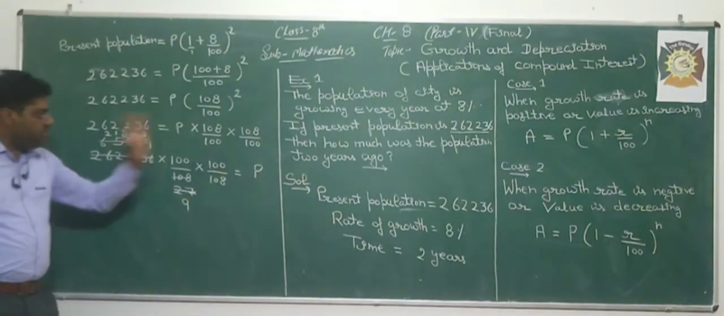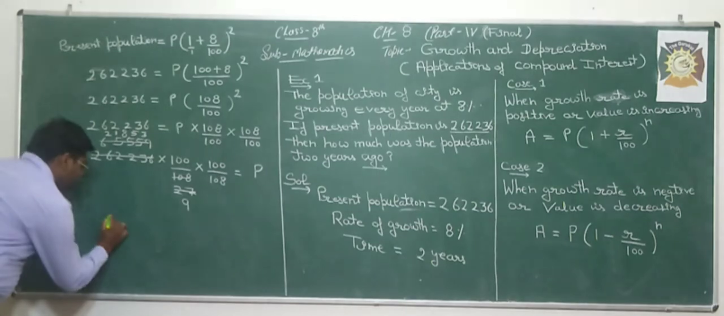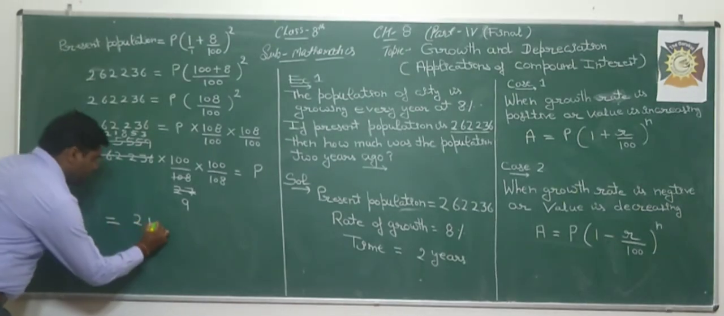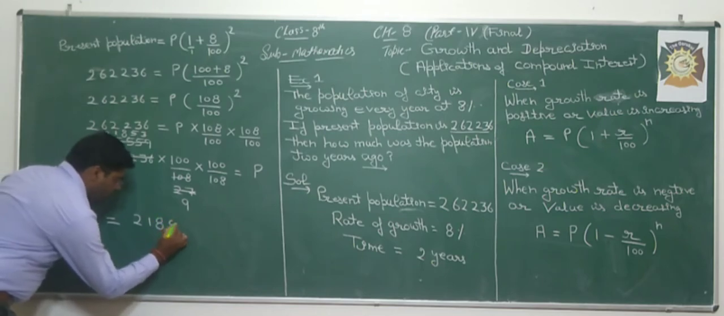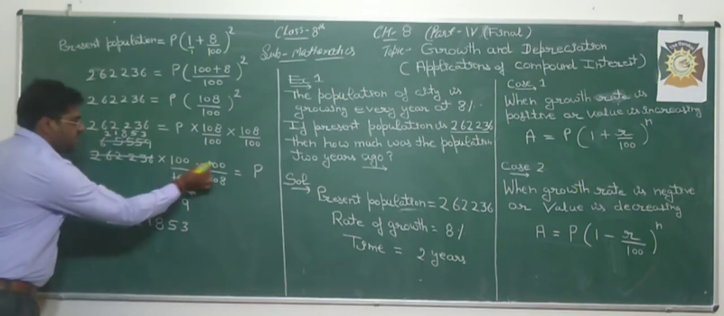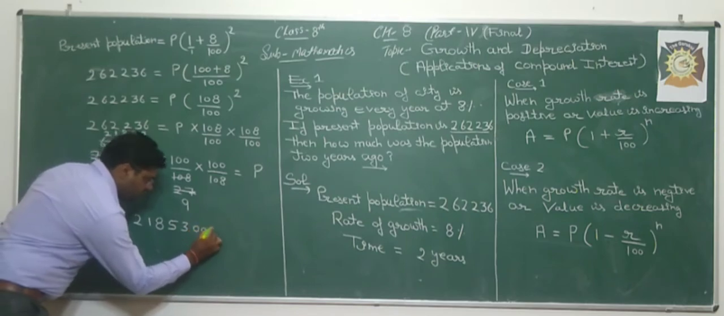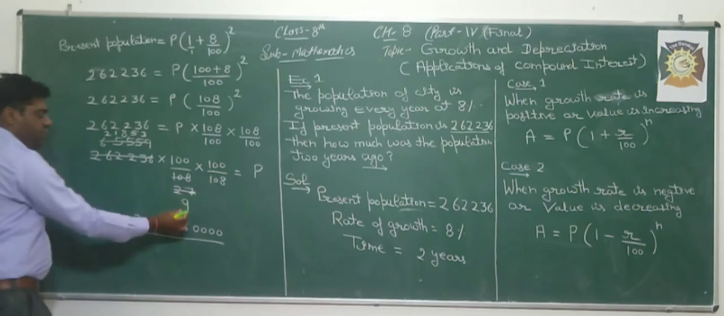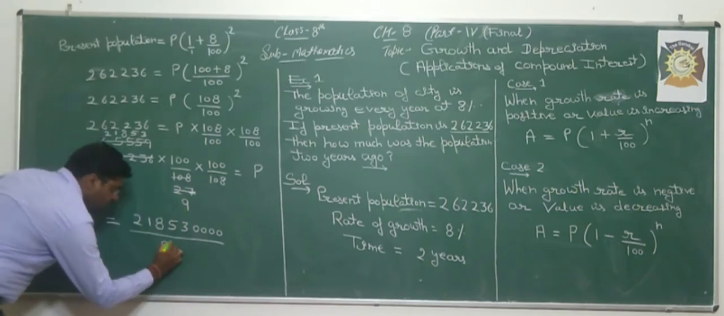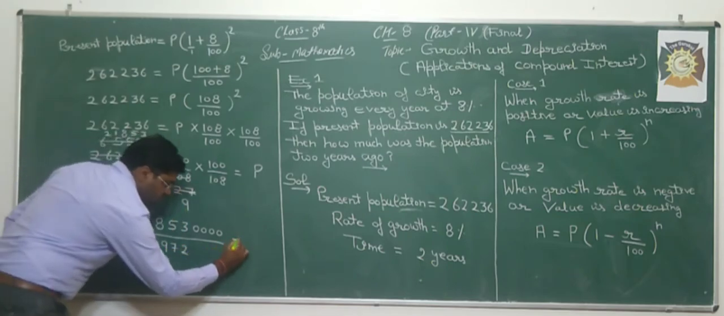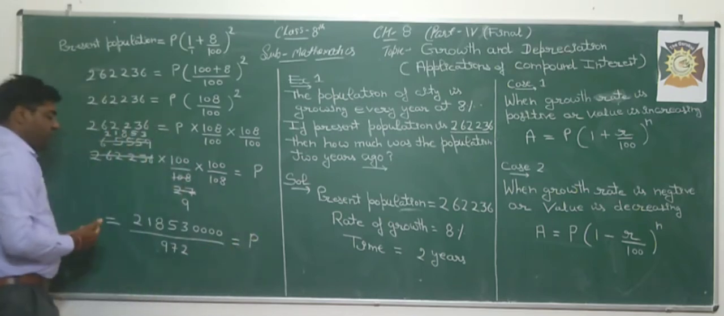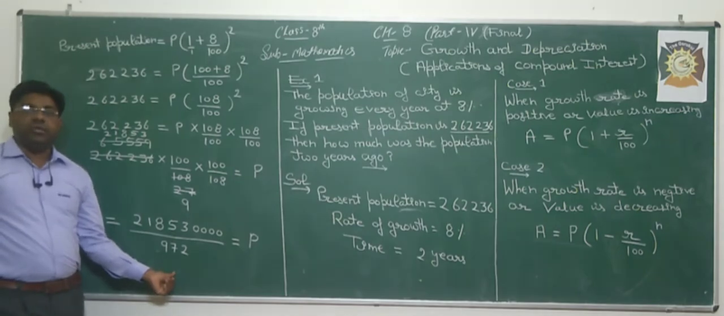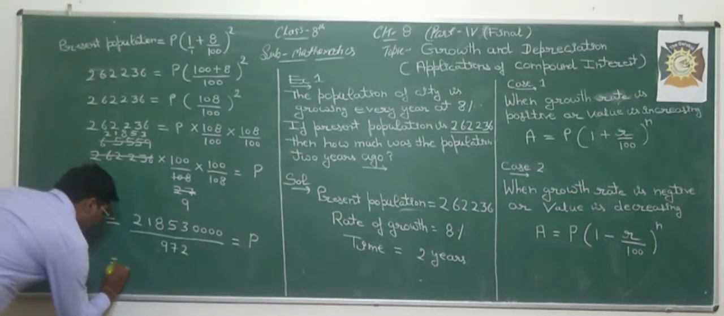Now simply multiply it. Now it becomes 2, 1, 8, 5, 3, and these are the 4 zeros. So we can write it, divided by 108 multiplied by 9, which is 972. So when we divide this number by 972, then we will get 0.10.